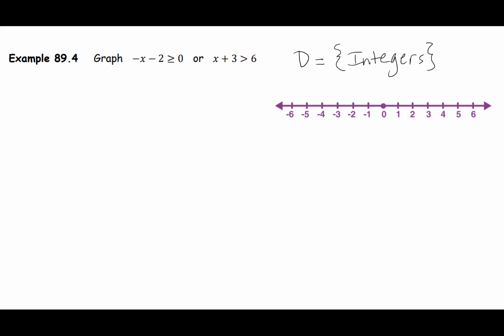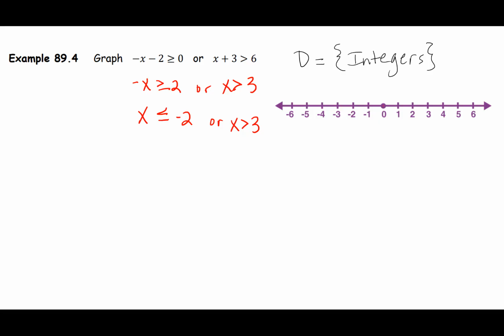Okay, so 89.4, we want to graph -x minus 2 is greater than or equal to 0, or x plus 3 is greater than 6, and our domain is the integers. So we're going to solve for x. -x is greater than or equal to 2, or x is greater than 3. So we have to multiply the first one by -1, so x is less than or equal to -2, or x is greater than 3.